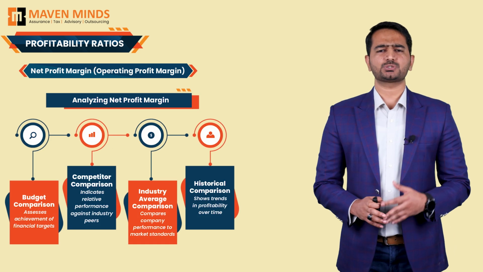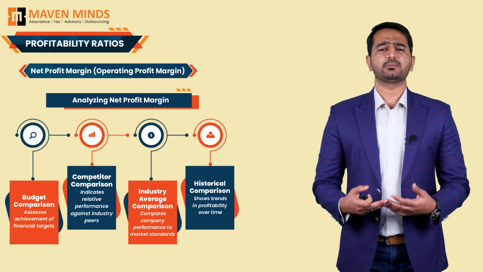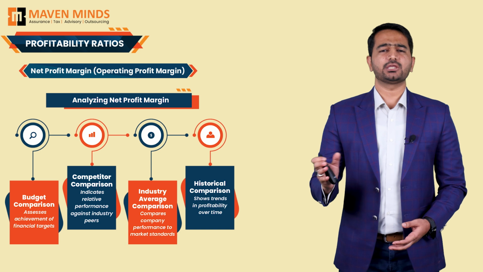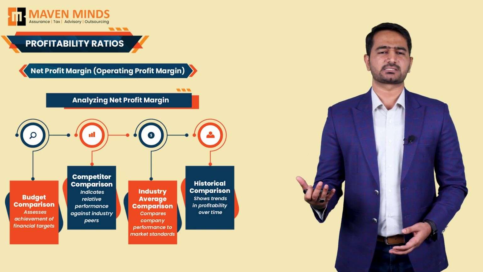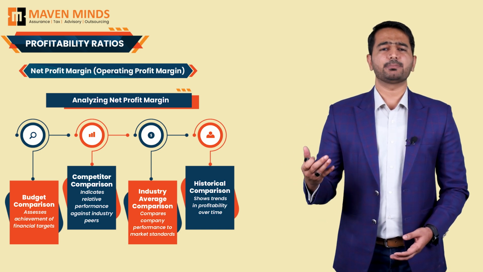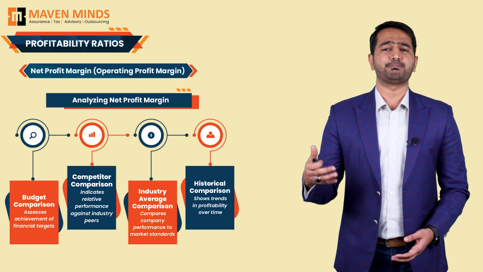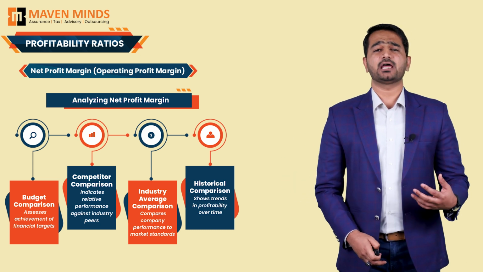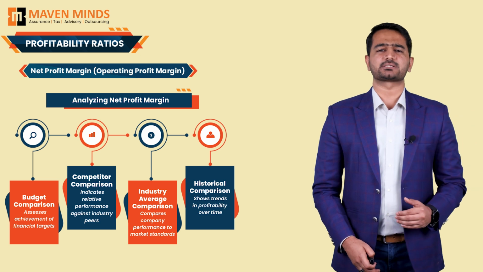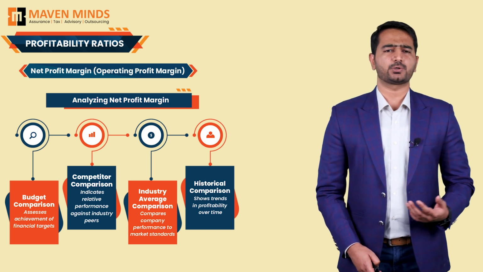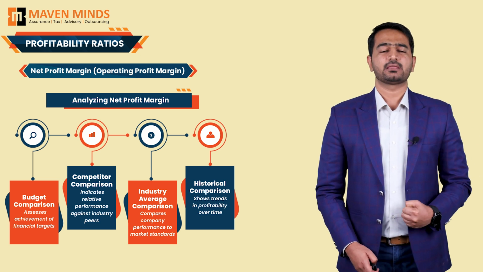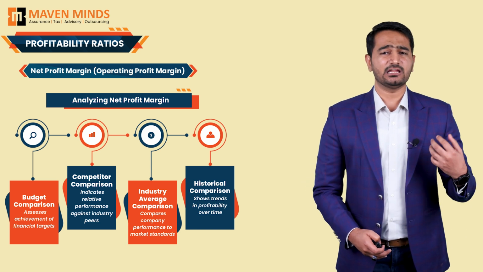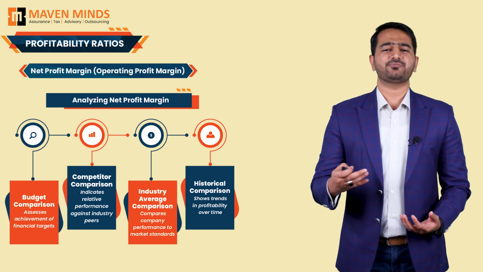There are multiple ways to analyze this ratio. You can make several comparisons to gain a deeper insight. Comparing your net profit margin with competitors can show whether your company is managing cost and pricing better or worse than others in the industry. If your net profit margin is higher than competitors, it suggests better cost control or pricing power. And if your net profit margin is lower, it could indicate inefficiencies or excessive expenses.